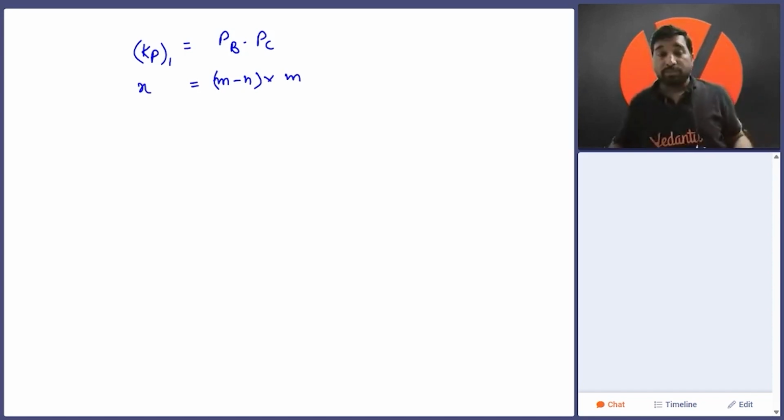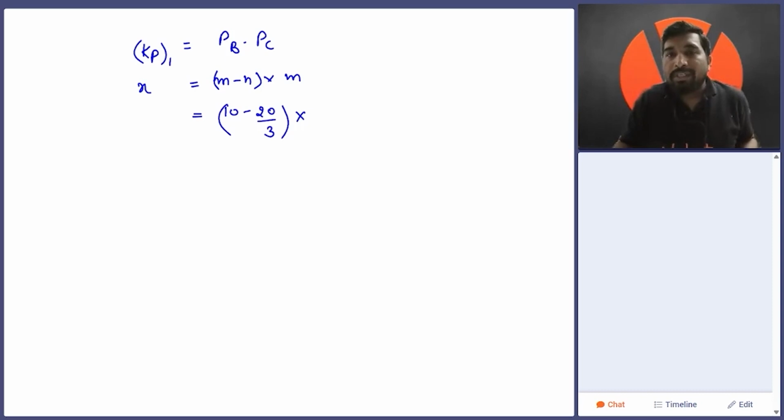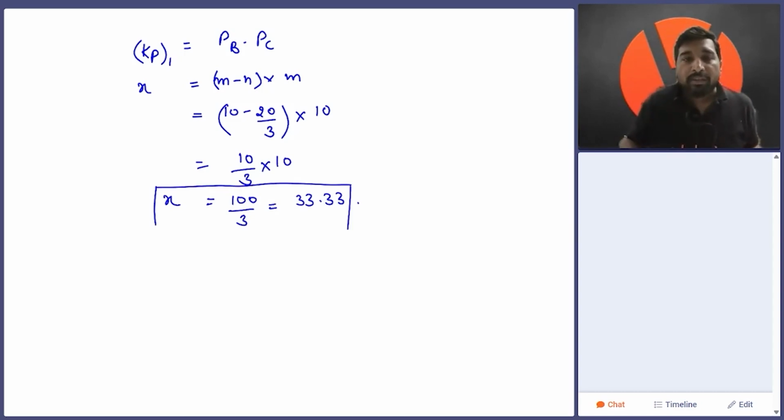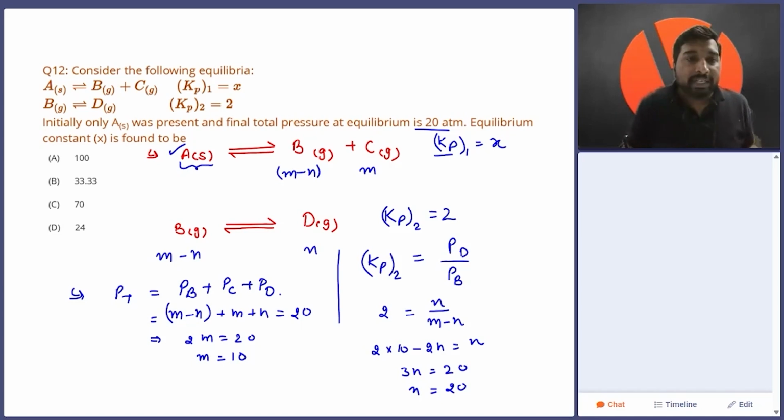And now you know the value of M and N. The value of M is 10 minus 20 by 3, and the whole multiplied by M, and the value of M is 10. Now solve this value. So this is 30 minus 10, that is 10 upon 3 into 10, that is 100 upon 3. On solving this we will get 33.33, that is the value of X. So what should be the right answer? The right answer should be B. Is it clear to everyone?